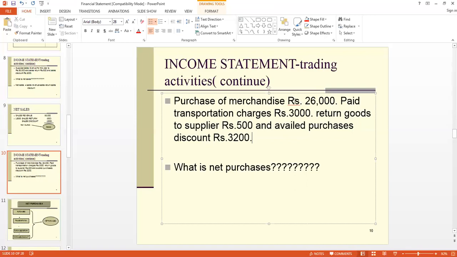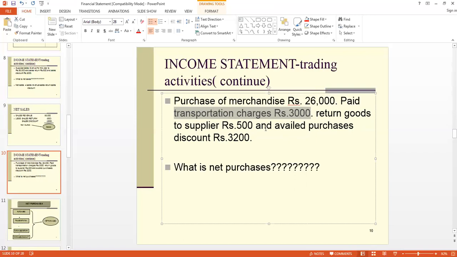This is actually your gross purchases that you did. Later on, you paid transportation charges of 3,000. So naturally, transportation charges will increase the purchase value. So purchase value will be added in this transportation charges.